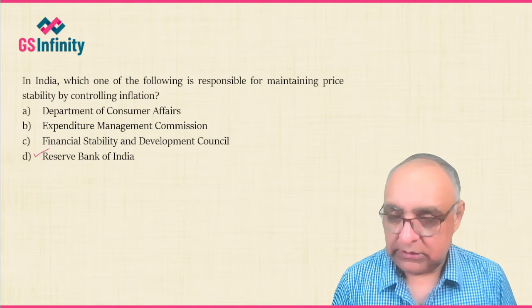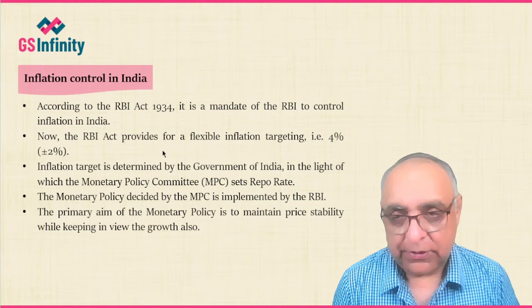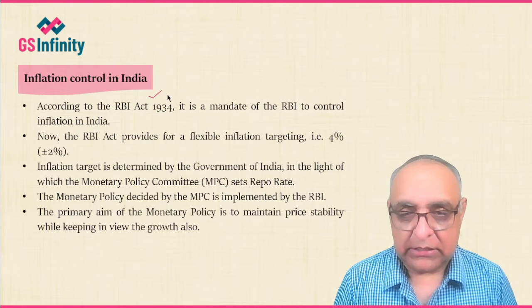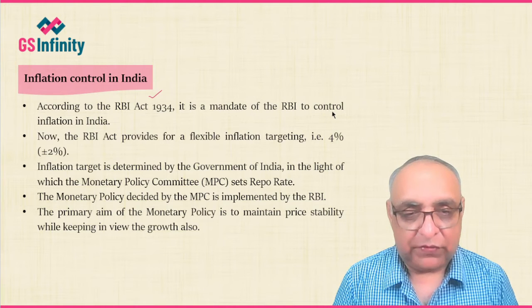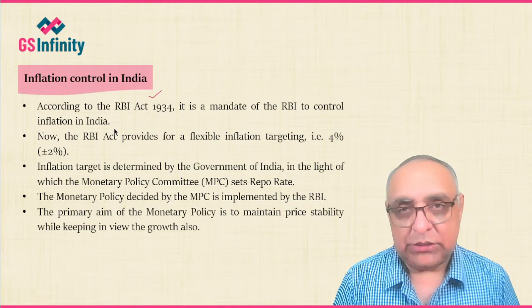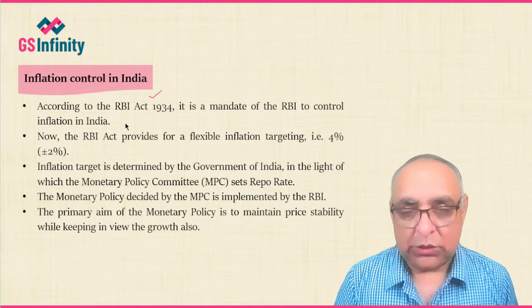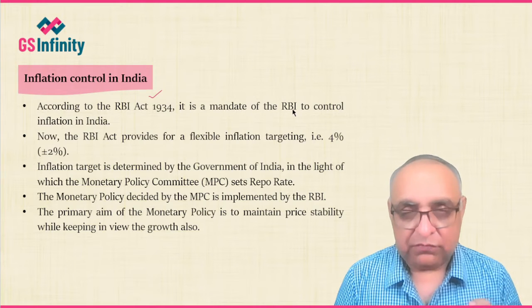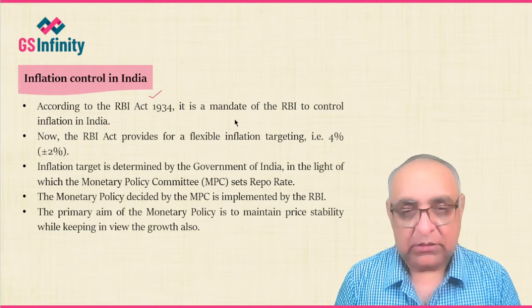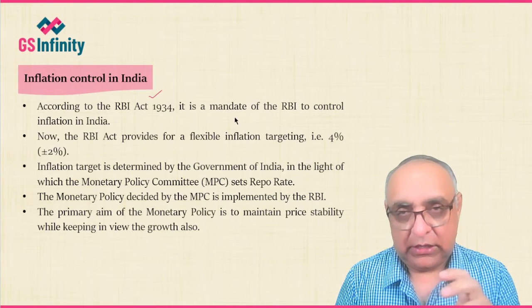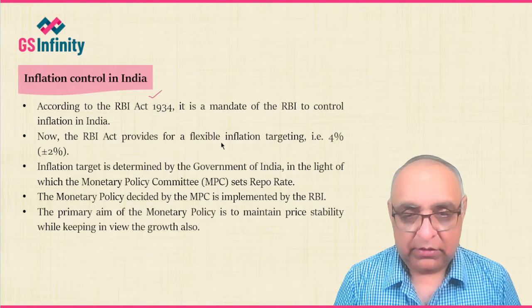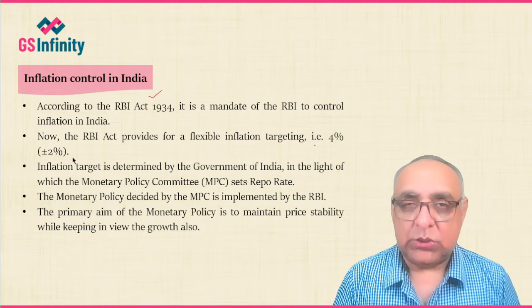So that was a brief introduction. Inflation control in India: according to the RBI Act 1934, it is a mandate of the RBI to control inflation in India. To control inflation and maintain price stability is the mandate of the Reserve Bank of India. It has been provided for in the law. Now the Reserve Bank of India Act provides for flexible inflation targeting, that is 4% plus minus 2%.